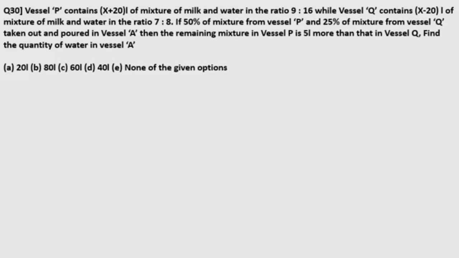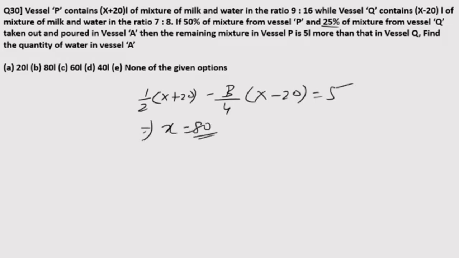Okay, remaining: 50% is taken out, so the rest is 50%. 50% of what? Of vessel P, that is X plus 20, minus 25% of Q is taken out, so the rest is 75%, that is 3 by 4 of Q's quantity, X minus 20. Now this is given as 5. Solving this, I will get X equal to 80. So the quantity of vessel P is 100 liters and the quantity of vessel Q is 60 liters, right? Now it has been asked to find the quantity of water in vessel A.